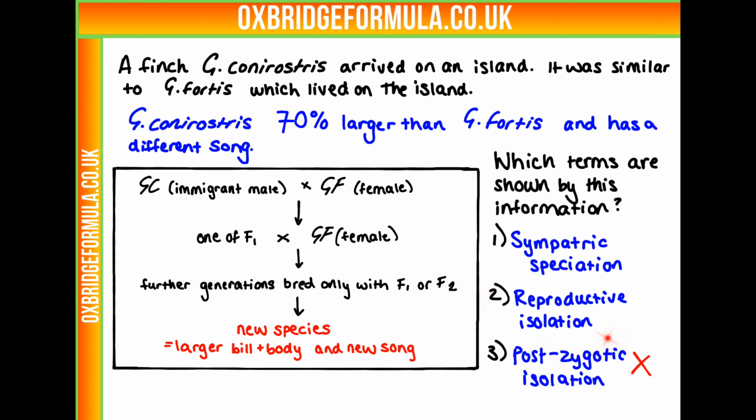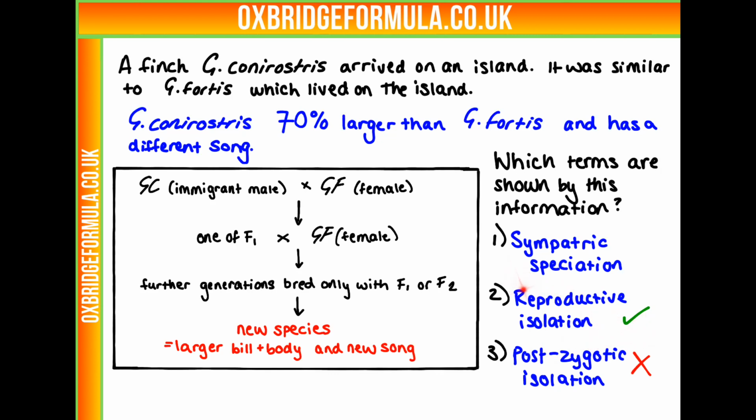Well, if we look at reproductive isolation, do we have examples of that? Well, yes, we do. We're told that the further generations are only breeding with our F1 or F2 finches and not our old species. So we don't have the examples of that species interbreeding. So we can say that this one is true.